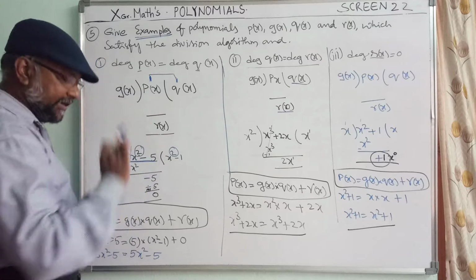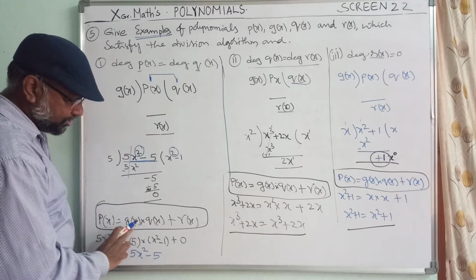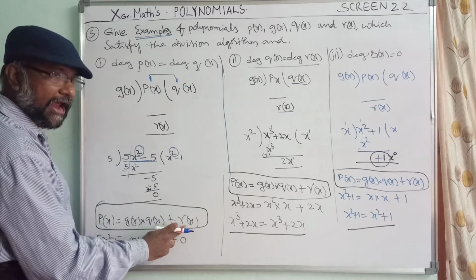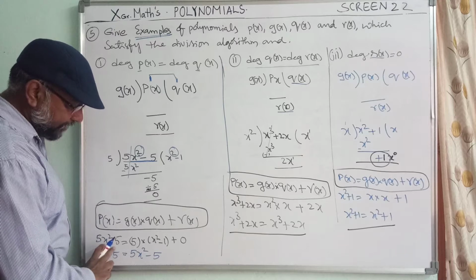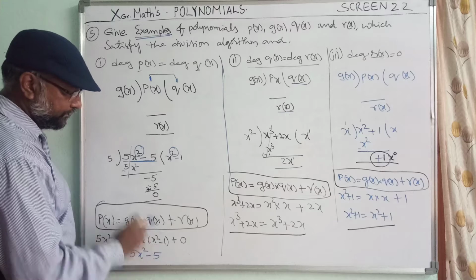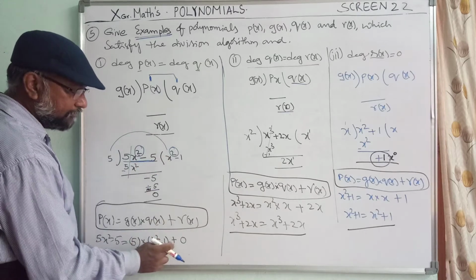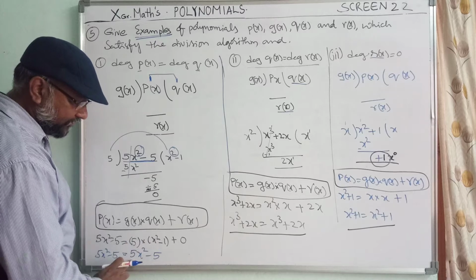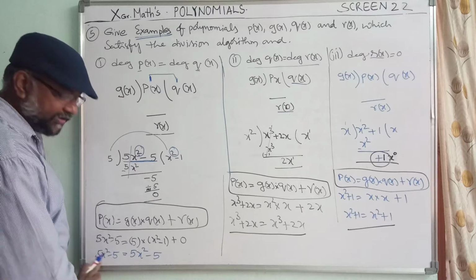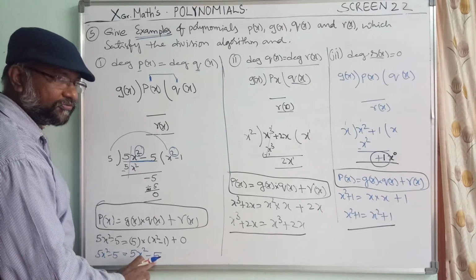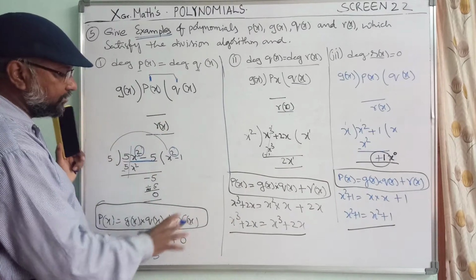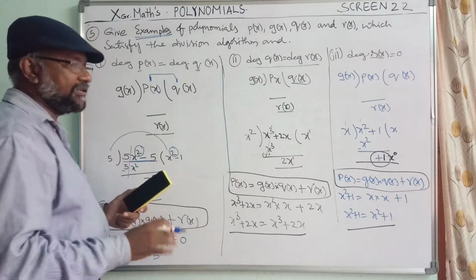Satisfied. Now let us check. P of x is equal to g of x times q of x, plus we have to add remainder. So 5x square minus 5 is equal to 5 into x square minus 1. So we are multiplying these two parts, plus 0. So 5 into x square, 5x square, 5 into minus 1, minus 5. So this is the same. 5x square minus 5 is equal to 5x square minus 5. It's satisfied. So we have taken an example and we proved it, and this condition was satisfied.